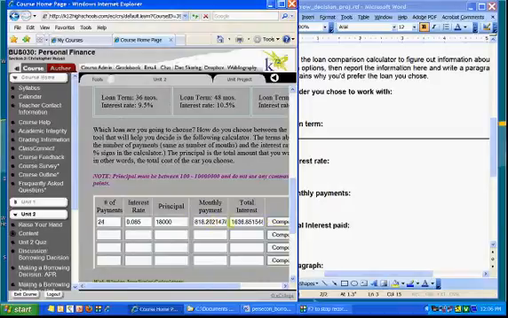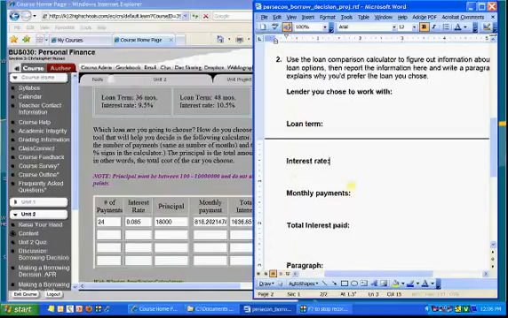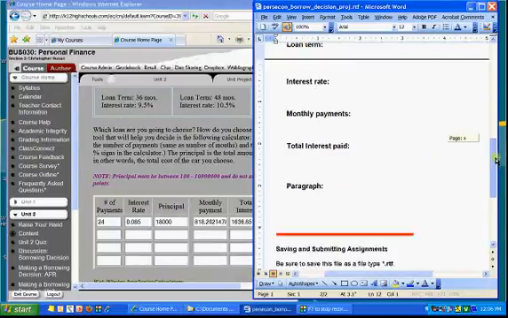$818.20 a month, and a total interest of $1,636.85. You'd put that information right here, monthly payments and the total interest paid. And then you write a paragraph here that explains why you chose the loan that you chose.